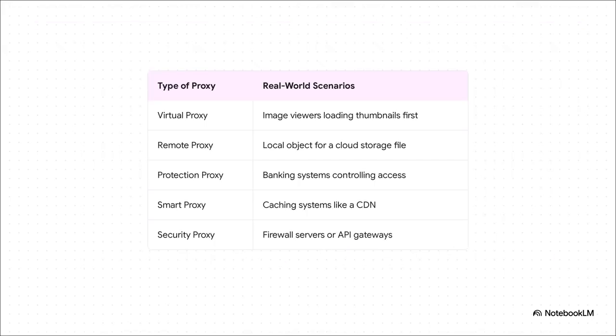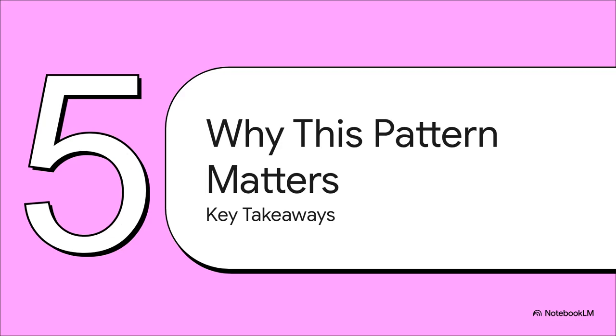And trust me, once you know what to look for, you start seeing these proxies everywhere. That virtual proxy for efficiency? Yep, that's what's happening when your photo app shows you a quick little thumbnail before the giant high-res image finally loads. The protection proxy? That's the digital guard that stops you from getting into someone else's bank account online. There are even remote proxies that make a file way out in the cloud feel like it's sitting right there on your local machine. Okay, so let's start to wrap this up.